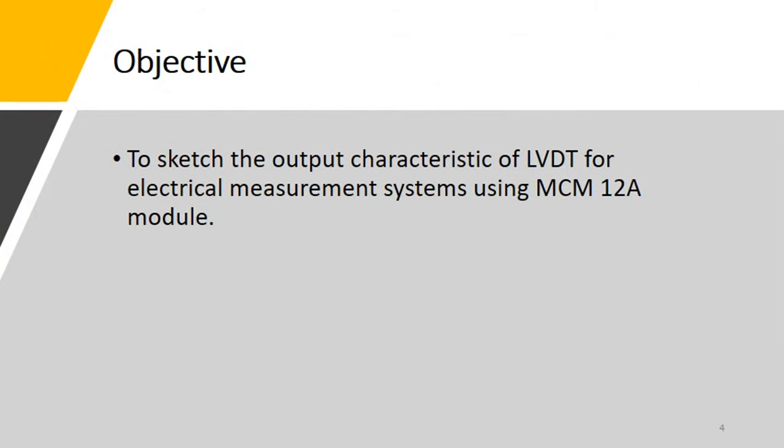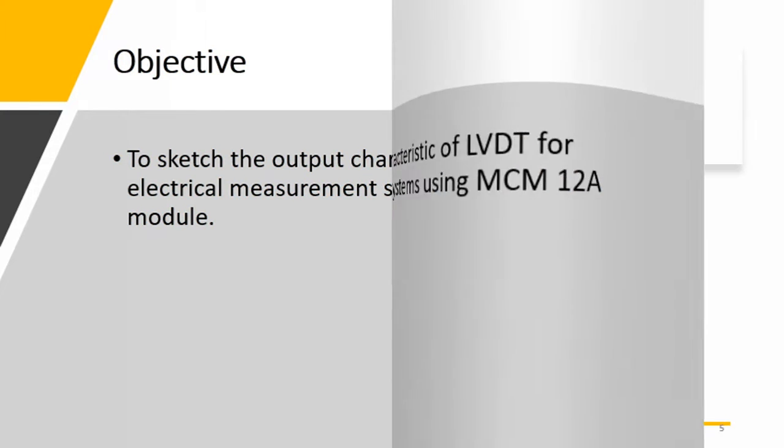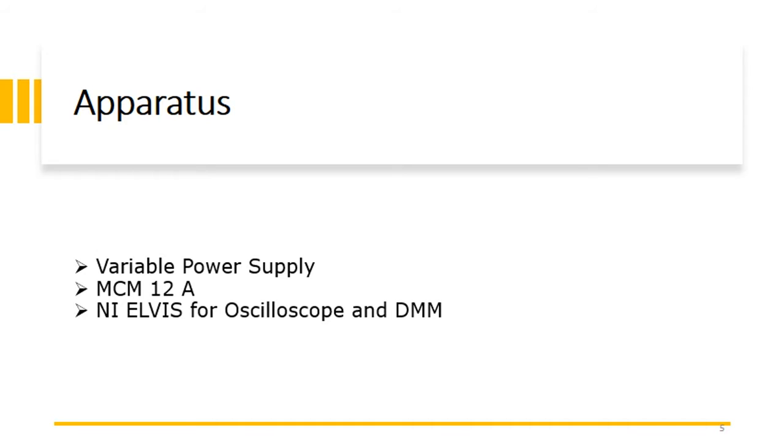To sketch the output characteristic of linear voltage differential transformer for electrical measurement systems using MCM20A module is the main objective of this particular experiment. Let us see what will be the requirement in order to perform this experiment. First of all, we will need a variable power supply, MCM12A module, and NI Elvis instrument launcher for the oscilloscope and the DMM.